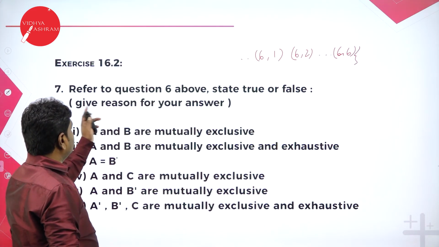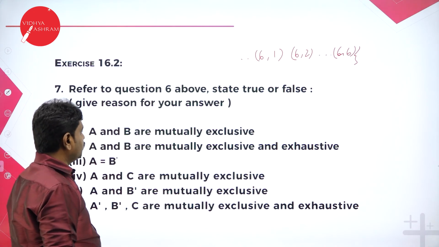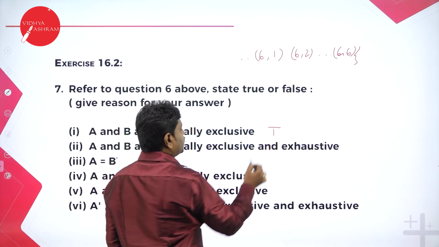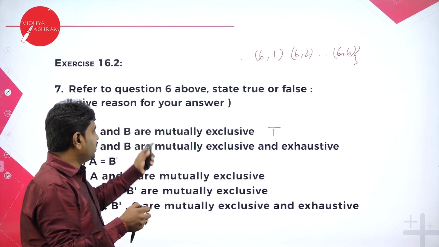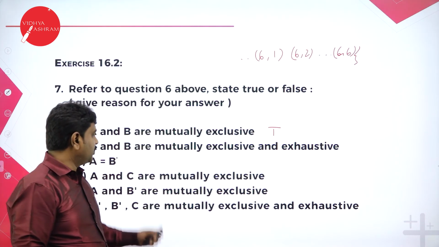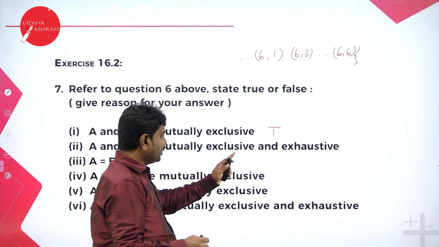Now, next question. Refer to the last question. A and B are mutually exclusive. Yes, it is true, because in A every element starts with even and in B every element starts with odd. There is no common element, so they are mutually exclusive. A and B are mutually exclusive and exhaustive.